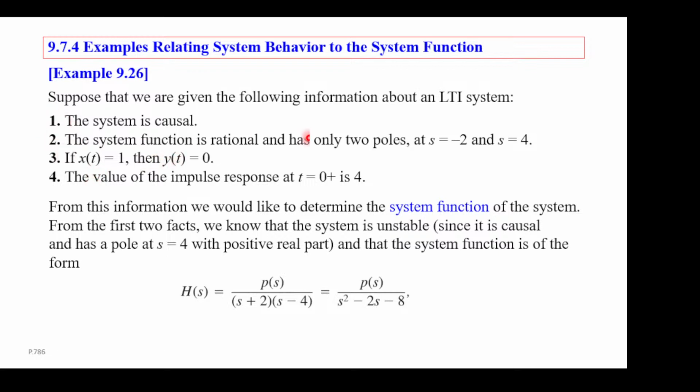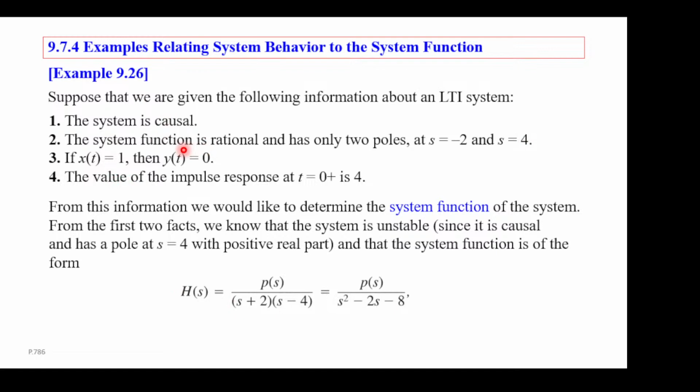So we start with the first one, the system is causal. So we know the ROC, we need to pick the rightmost side. And the second one told you a lot. It's rational, so it's a polynomial divided by a polynomial. And they say there are only 2 poles, so you already know the denominator. The denominator should be just s plus 2 times s minus 4 because of those two poles. And the numerator is something, so we say it's a polynomial of s.